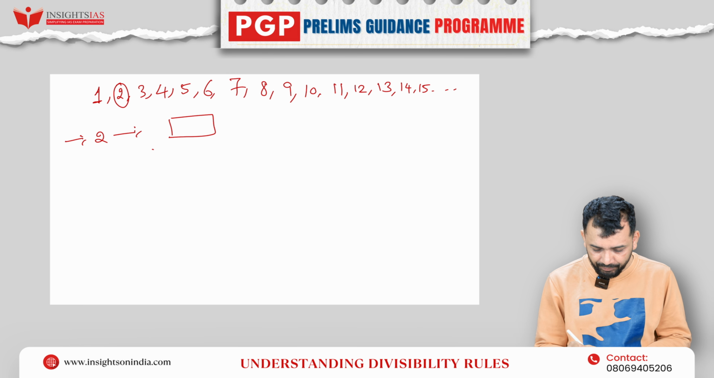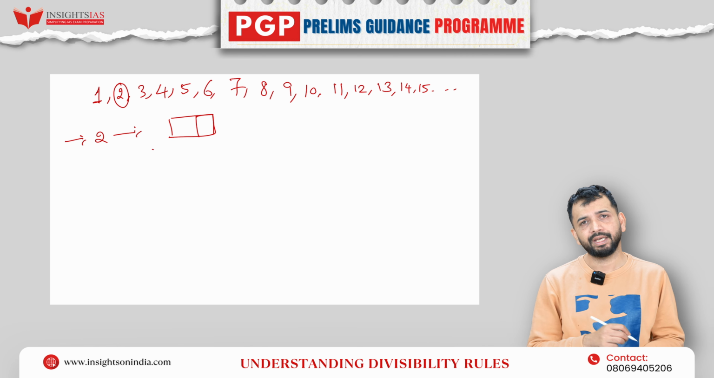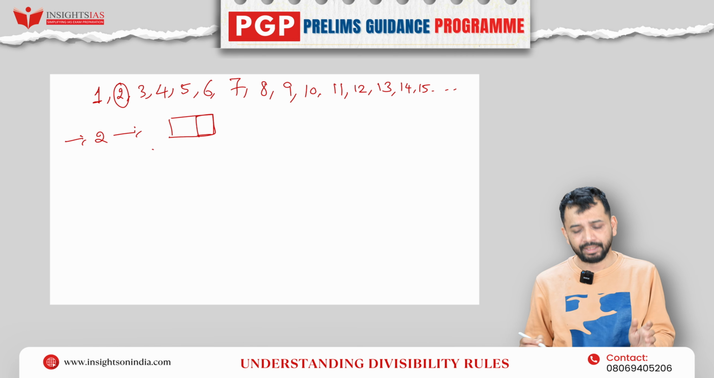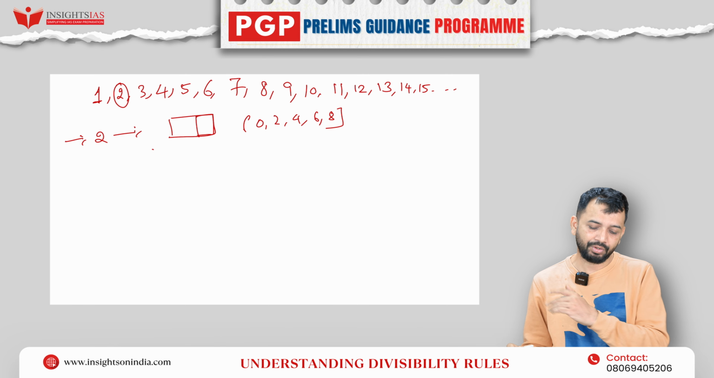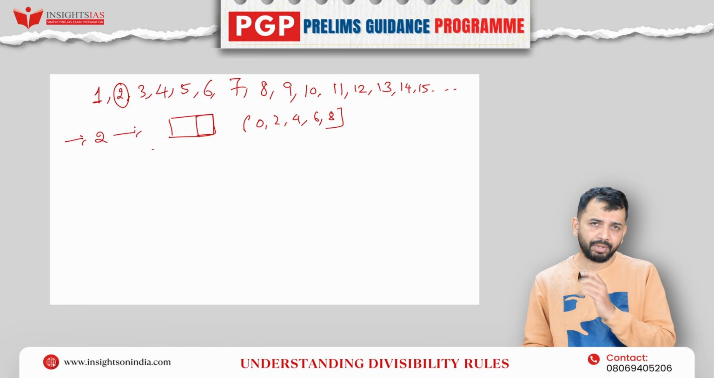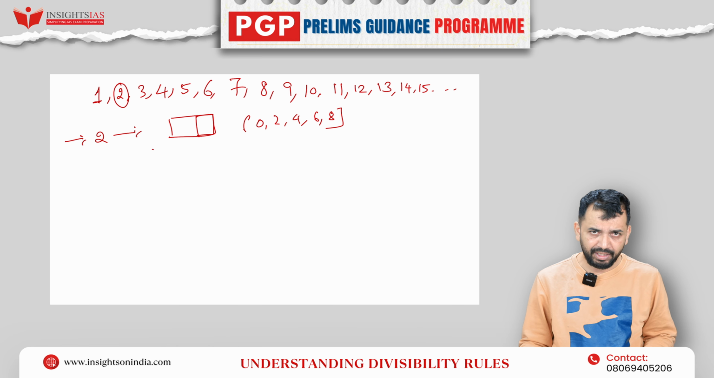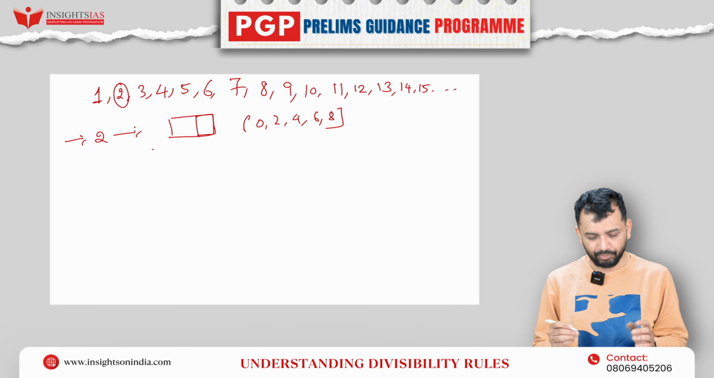That means we will take the last digit of a number and see whether that last digit is 0, 2, 4, 6, 8. If a number is ending with 0, 2, 4, 6, 8, then the number is an even number and it will be divisible by 2, right? It is a very simple one.